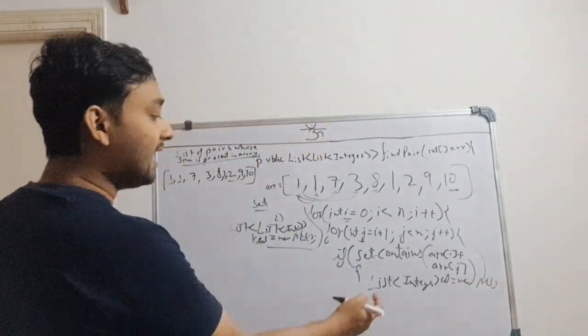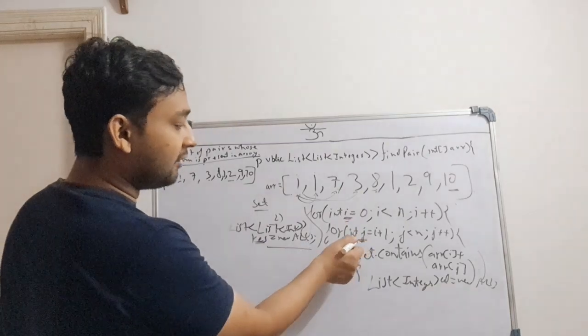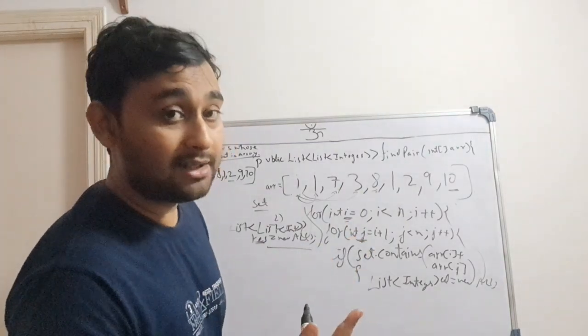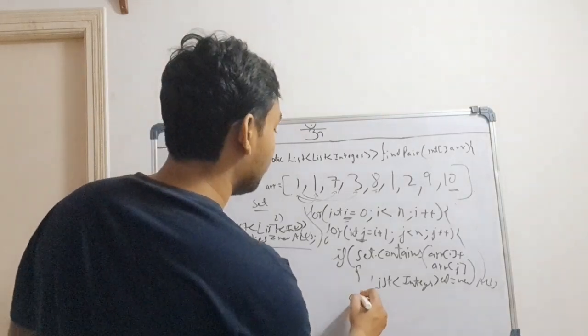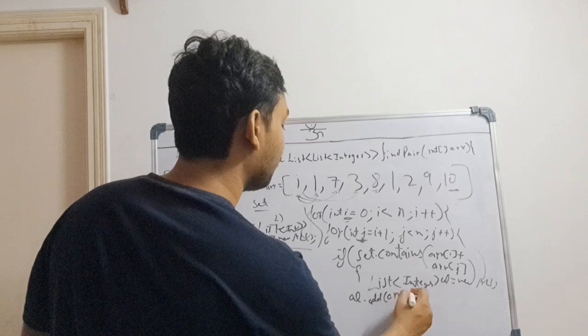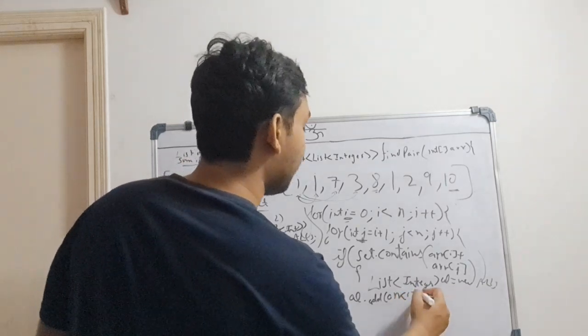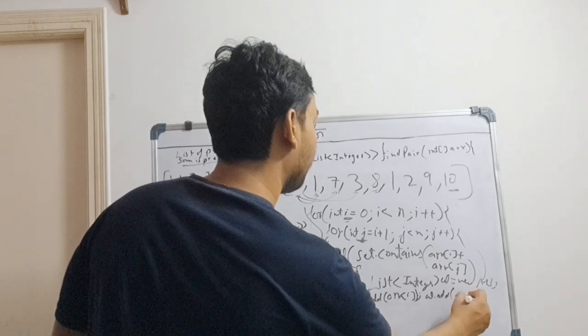Okay, so here what do we have to do? This is arr of i and arr of j. I have found the pair, so I have to add it into the list, correct? So I will add it into the list. So al dot add arr of i, and then al dot add arr of j.